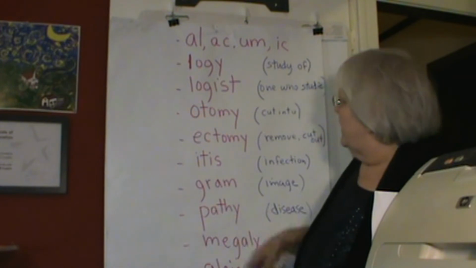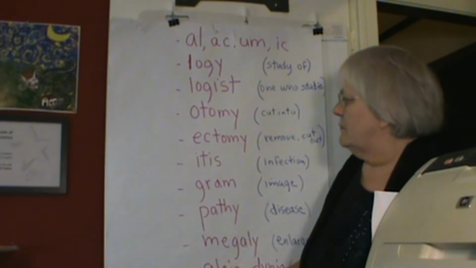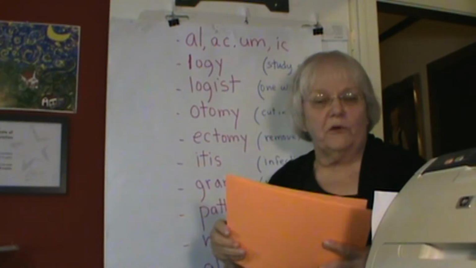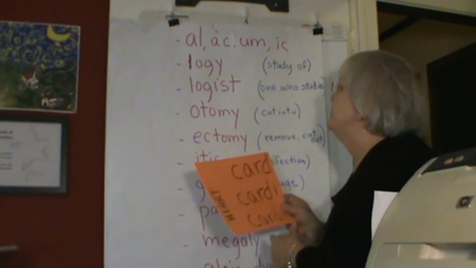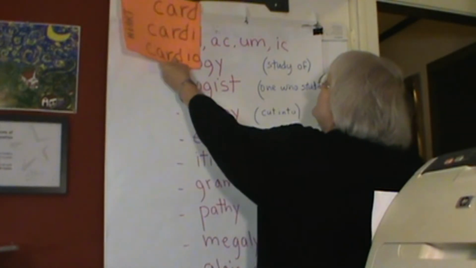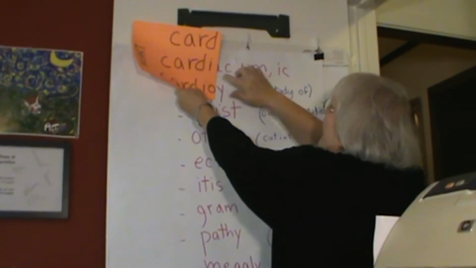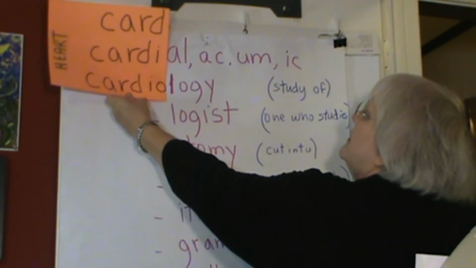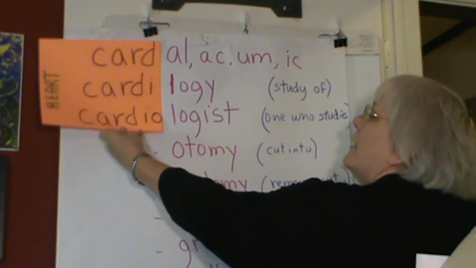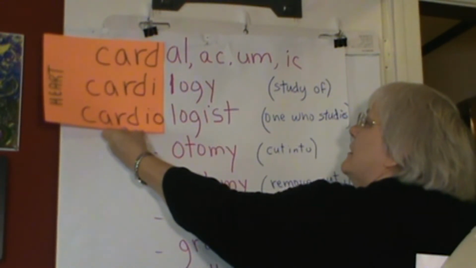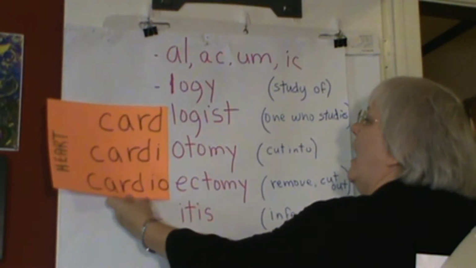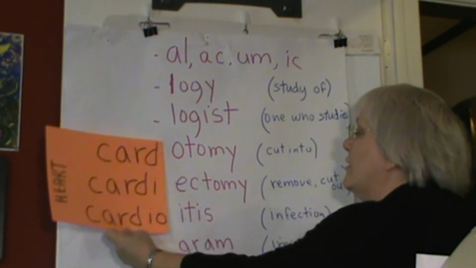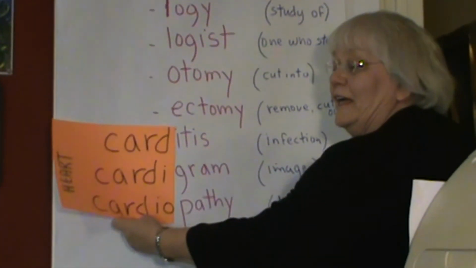So here are some of the suffixes that we have looked at today. I made little cards, and I was going to put prefixes in front of them. So we have, I don't know if you can see, cardiac, pertaining to the heart. Cardiology, study of the heart. Cardiologist, one who studies the heart. Cardiotomy, to cut into the heart. Cardiectomy, to remove the heart. Carditis, inflammation of the heart.